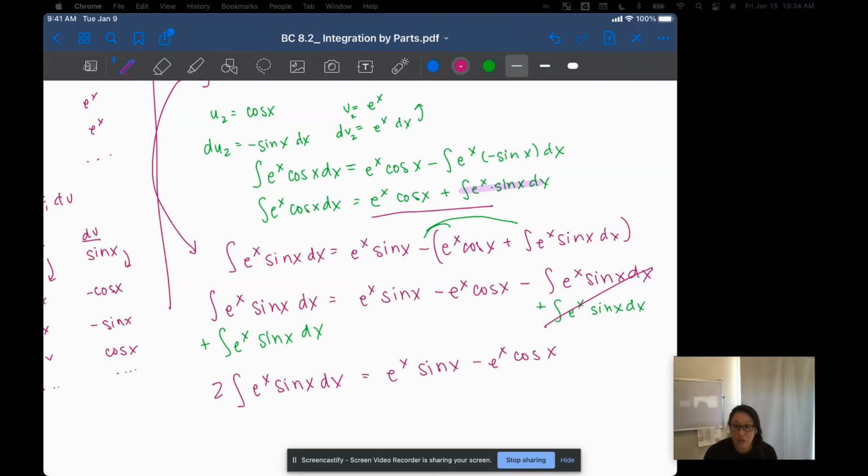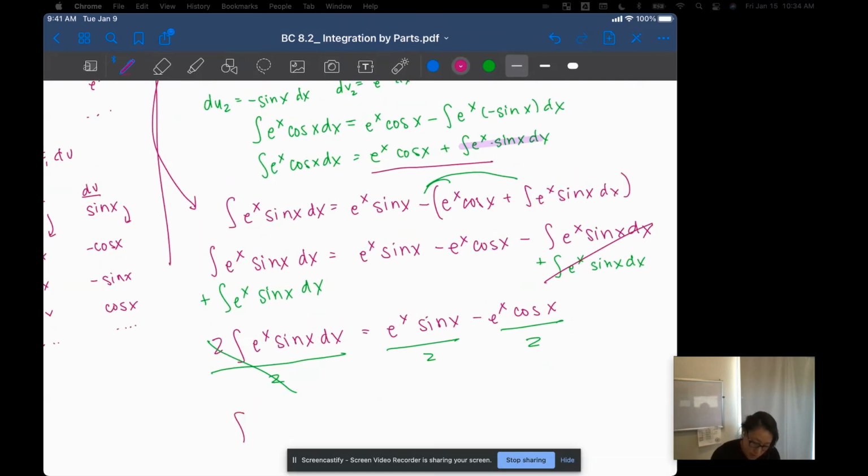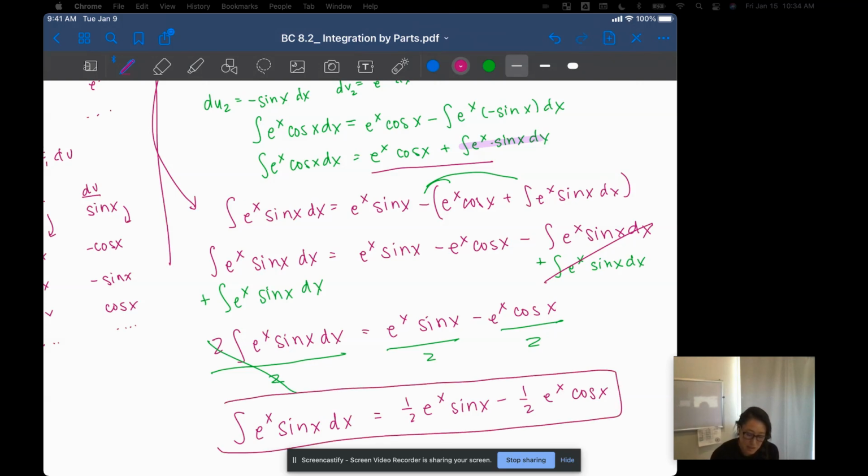And the only thing I have to do next is just isolate our original integral. So I'm going to divide both sides by 2. And I end up with the integral of e to the x sine x dx is equal to 1/2 e to the x sine x minus 1/2 e to the x cosine of x. And that's just some tricky business to integrate our original function.